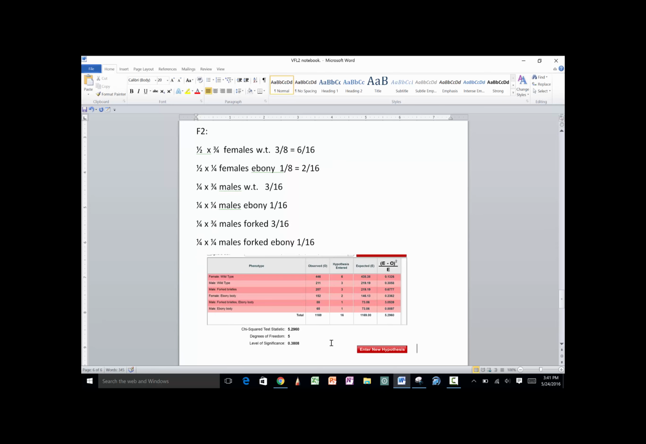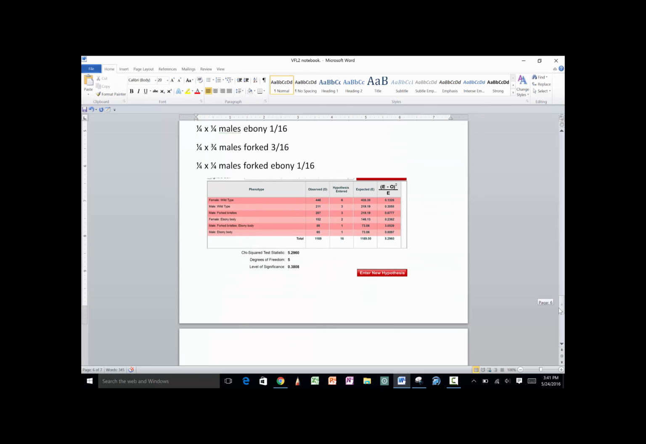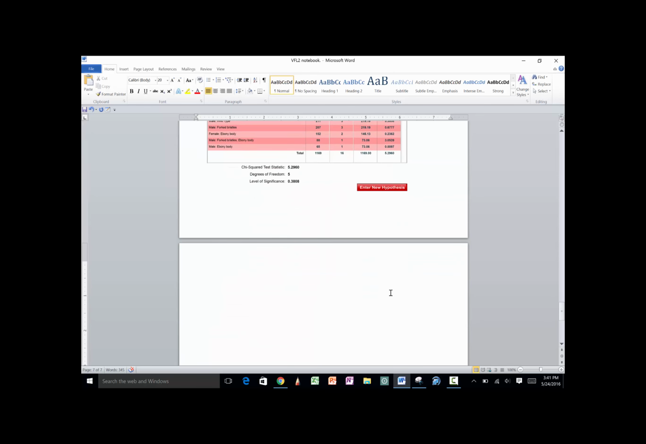All right. So we have done ebony and star. We've done ebony and forked. Now we need to do star and forked. Depending on how you do the cross, you expect different things. So let's do star cross to forked. Now we're bringing in two new things. We know that star is autosomal and has to be heterozygous. We know that fork is X-linked.